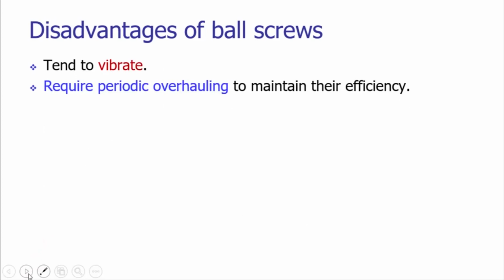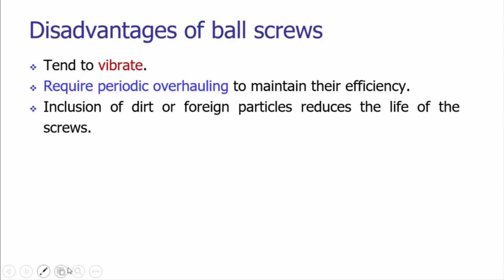However, there are certain limitations to the ball screw. If there are mounting errors, that may lead to the vibration of the ball screw arrangement. We need periodic maintenance of the ball screws to maintain their efficiency. As the periodic maintenance is there, that may affect the lead time during the production hours. If there is inclusion of dirt or foreign particles, that will certainly affect the life of the screw.